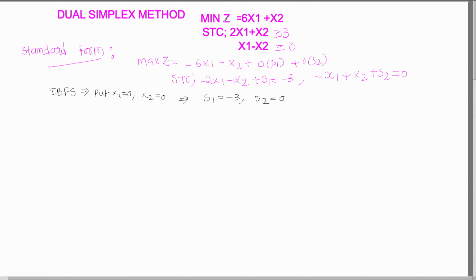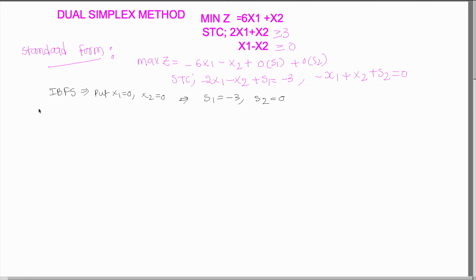So for every LPP, for our better understanding, if we are given minimum z, we can convert it into maximum z by multiplying by minus 1 on both sides. Similarly, we also convert the greater than or equal to symbol into less than or equal to symbol for the dual simplex method, if it is given like this.